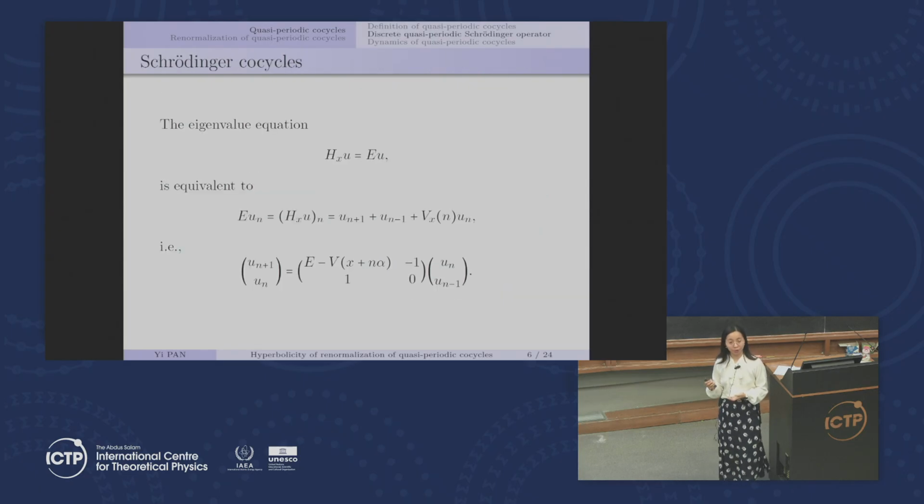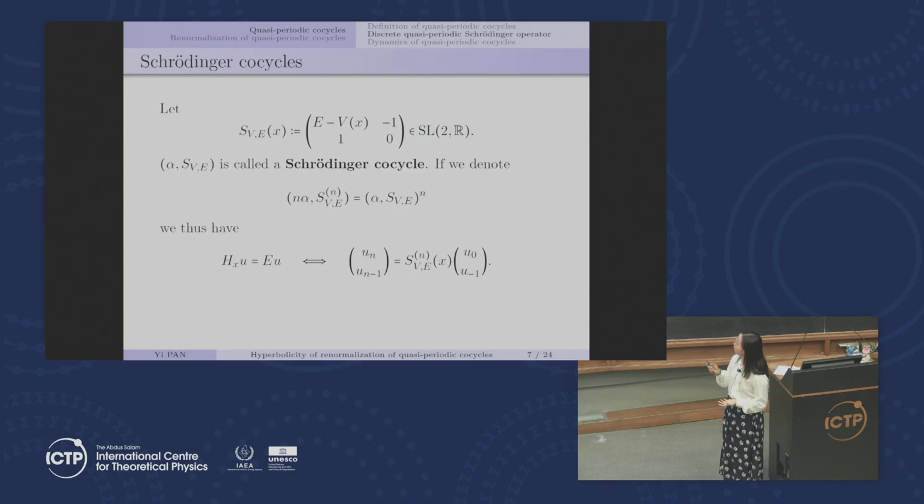And to study the spectrum, we solve the eigenvalue equation. H_x u equals E u. You can write it out clearly and get that u_{n+1} and u_n can be given by u_n and u_{n-1}. The matrix is (E minus V(x+n alpha), minus 1; 1, 0), and we can see that in fact it's an SL(2,R) matrix. And by changing n, there is also a corresponding shift by alpha. So it naturally goes to a quasi-periodic cocycle, and this one is called a Schrödinger cocycle.